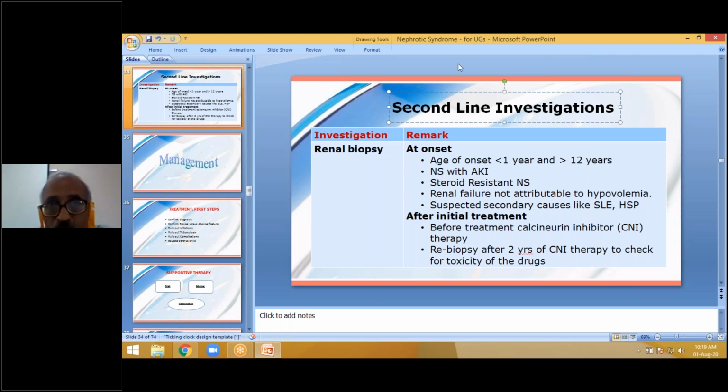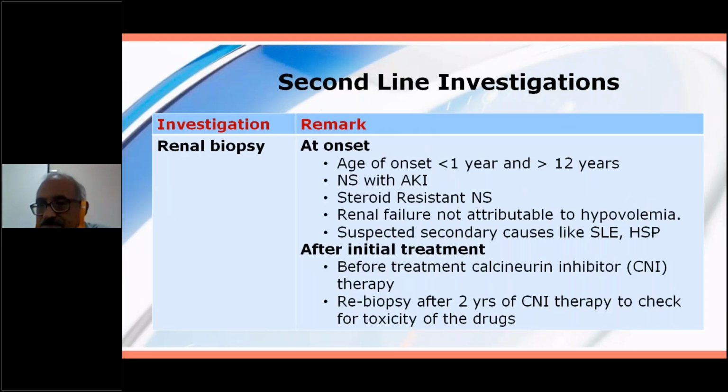Can you see the screen now? Yes, sir. Okay, I will start from here, because the most important treatment part is left. I was telling about the secondary investigations. The renal biopsy has specific indications for the first onset and also for subsequent relapses. If the child is less than 1 year, or there are features of renal failure. Anyway, I'm sharing this PDF on SlideShare. All of you can download and read it later on.